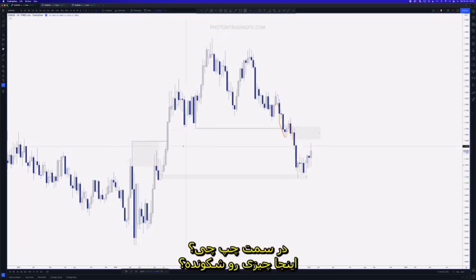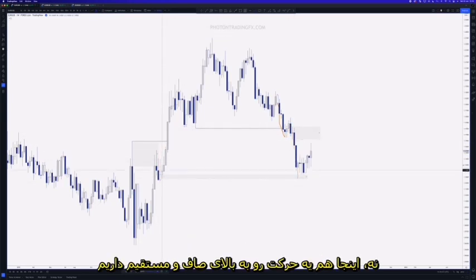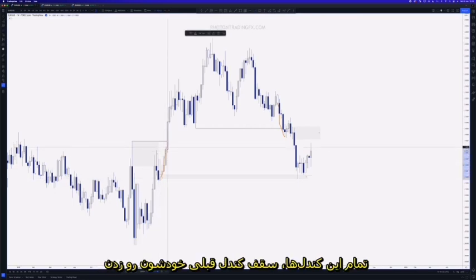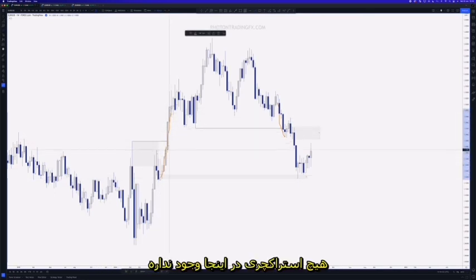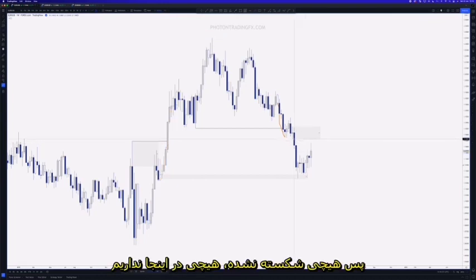Okay, cool, but if we look left, did it break anything over here? Well, no, because this is all one up move, right? All of these candles break the prior candle's high, right? There's no structure here at all. So it hasn't broken anything.